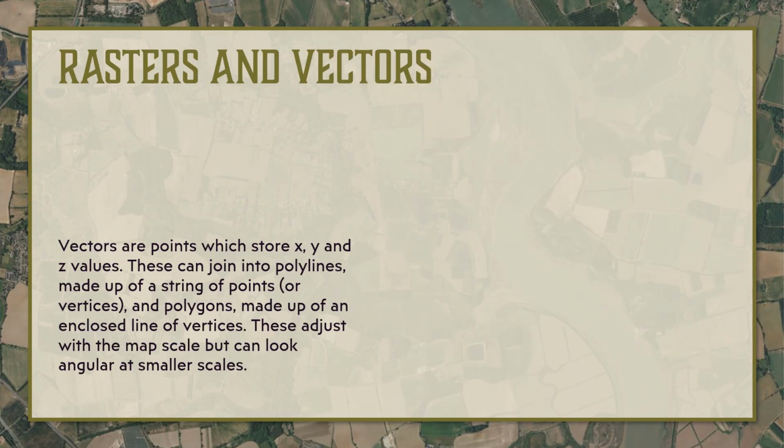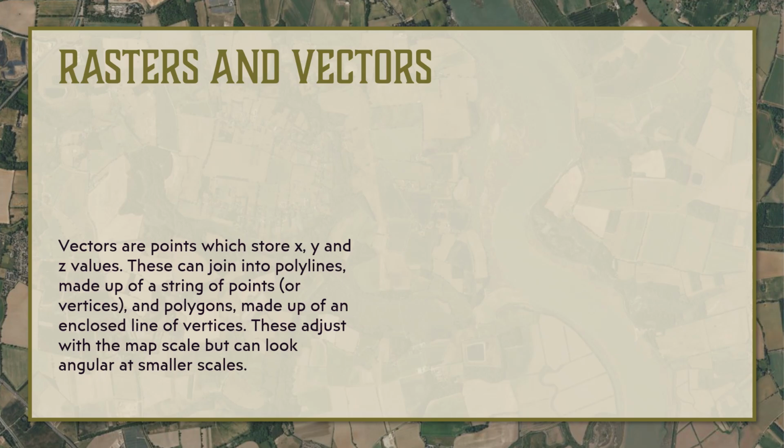So moving on to rasters and vectors. Vectors are points which can store X, Y, and Z values. These individual points can join into polylines, which are made up of a string of points, also known as vertices, and polygons made up of an enclosed line of vertices.